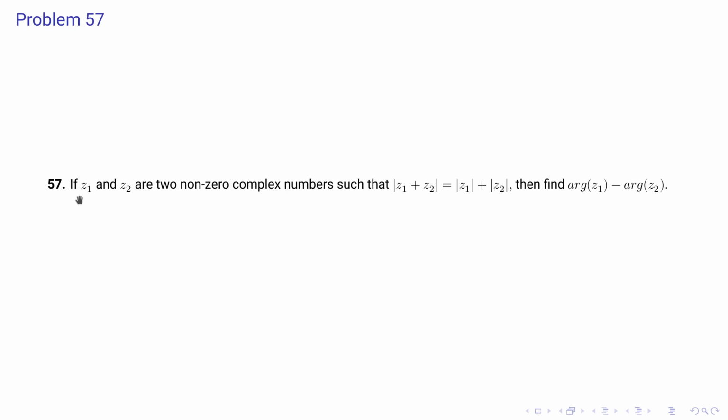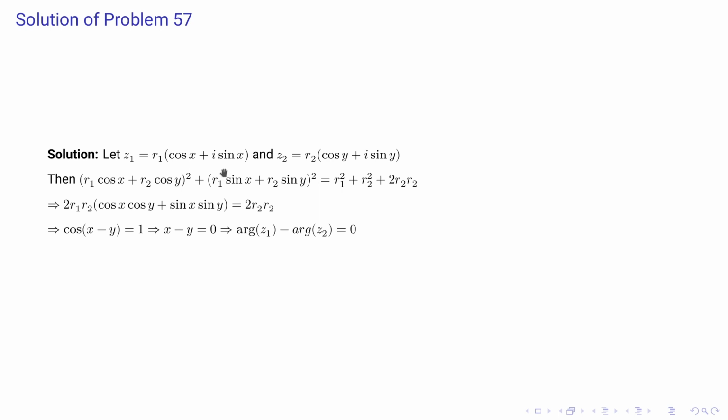Problem 57 says that if z1 and z2 are two non-zero complex numbers such that mod of z1 plus z2 is equal to mod of z1 plus mod of z2, then find argument of z1 minus argument of z2. So in this case, it is convenient to use polar coordinates. So I have let z1 is equal to r1 (cos x plus i sin x), and z2 is equal to r2 (cos y plus i sin y).